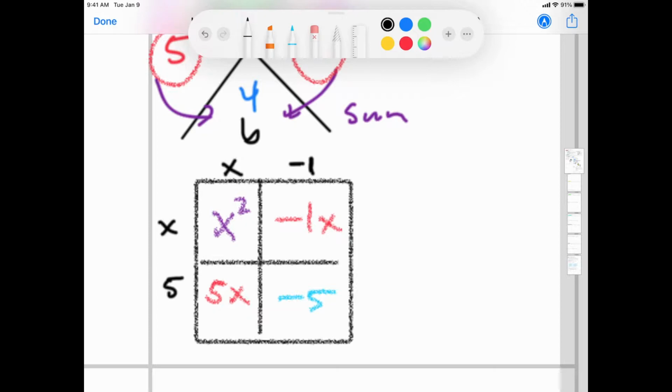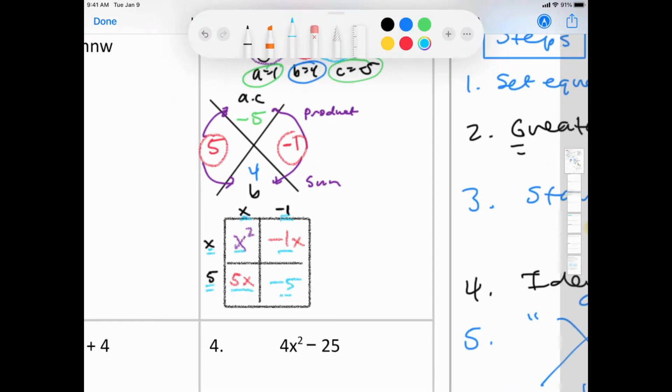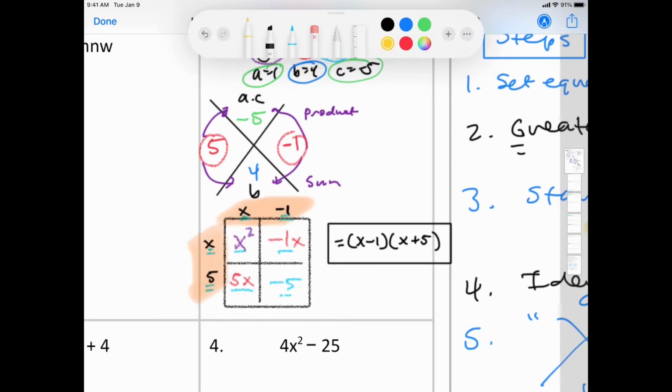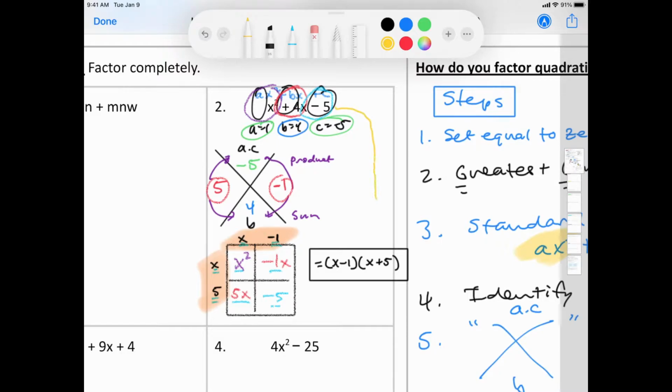And the cool thing about this is you can use this to actually check your answers. X times x equals x squared. X times -1 equals -1x. X times 5 gives you 5x, and 5 times -1 gives you -5. Okay, so my two answers are out here on the outside. So when you factor that, you will get x minus 1 and x plus 5. Now the order does not matter. So we just factored x squared plus 4x minus 5.